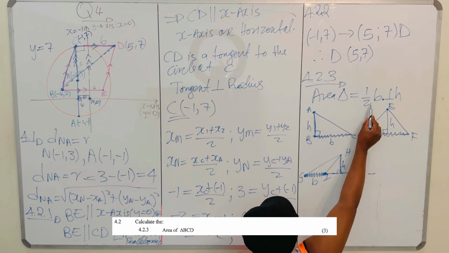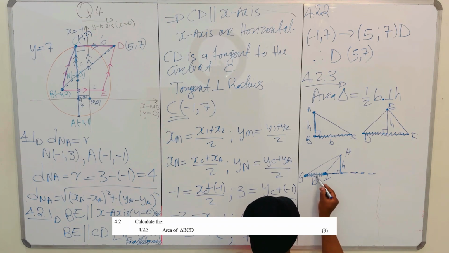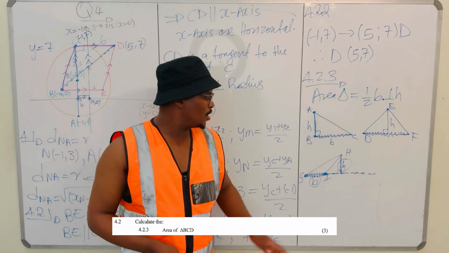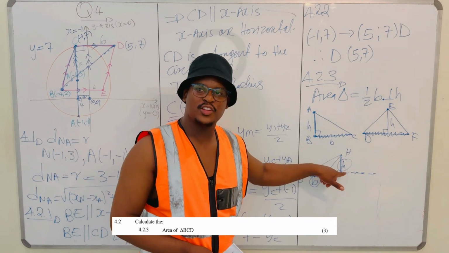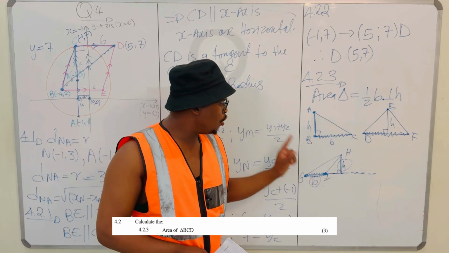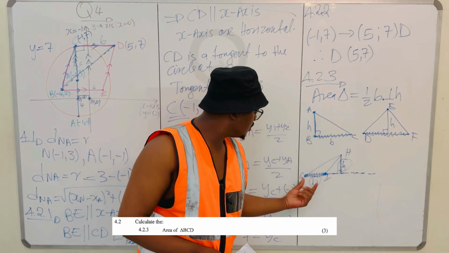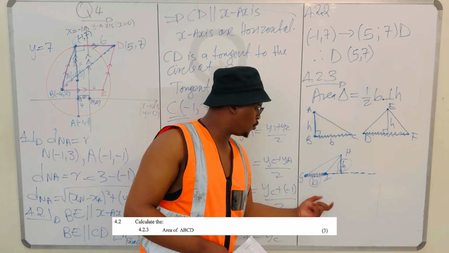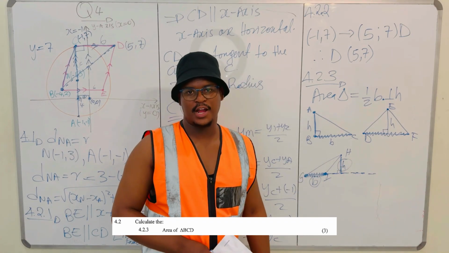So your area will be half base times the perpendicular height, which is this base here, times the perpendicular height, which is not perpendicular, because if you look at it, this height is not perpendicular to the base of the triangle. It's perpendicular to the extension or the production of this line from its base. So this is your height of your triangle.